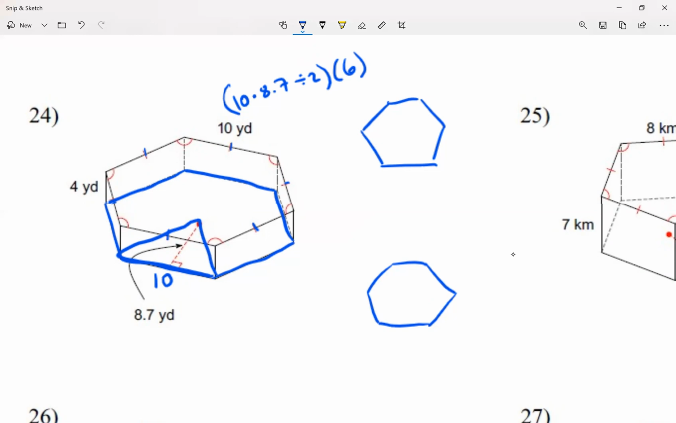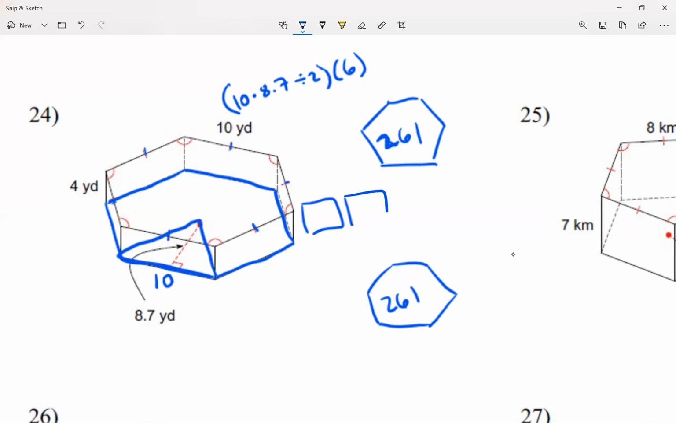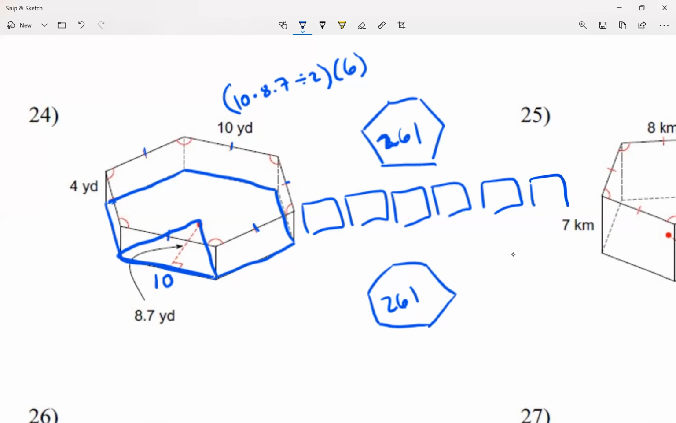All right, so 10 times 8.7 divided by 2 times 6, I get that the area of my polygon is 261. Each of my bases is 261. All right, now the base has 6 sides. So guess what? 6 rectangles in the center. So 1, 2, 3, 4, 5, and 6.